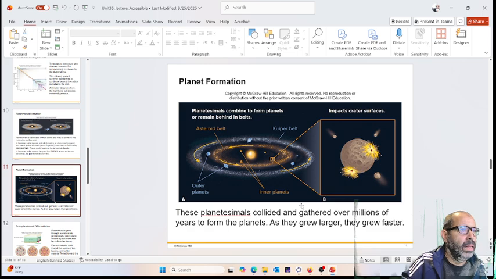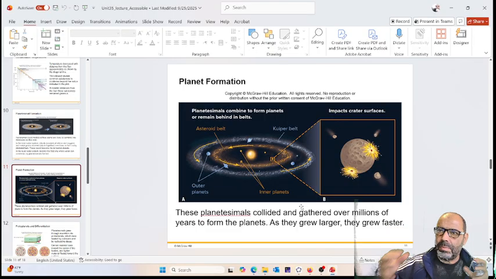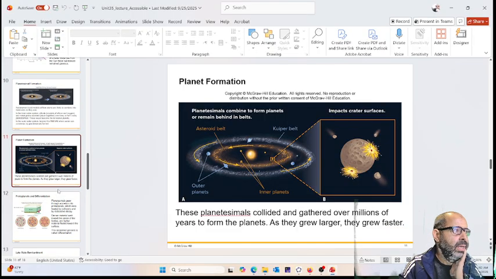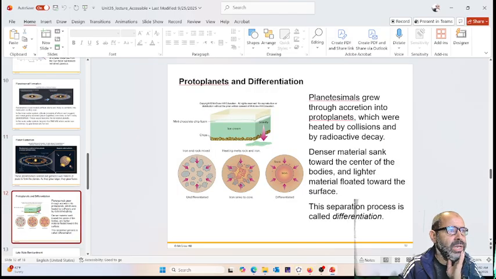Once these planetesimals were formed, then the process accelerates. They gather more and more materials around them, okay? And they become protoplanets, really. And this protoplanet starts to heat from the bottom because of the two processes I mentioned.